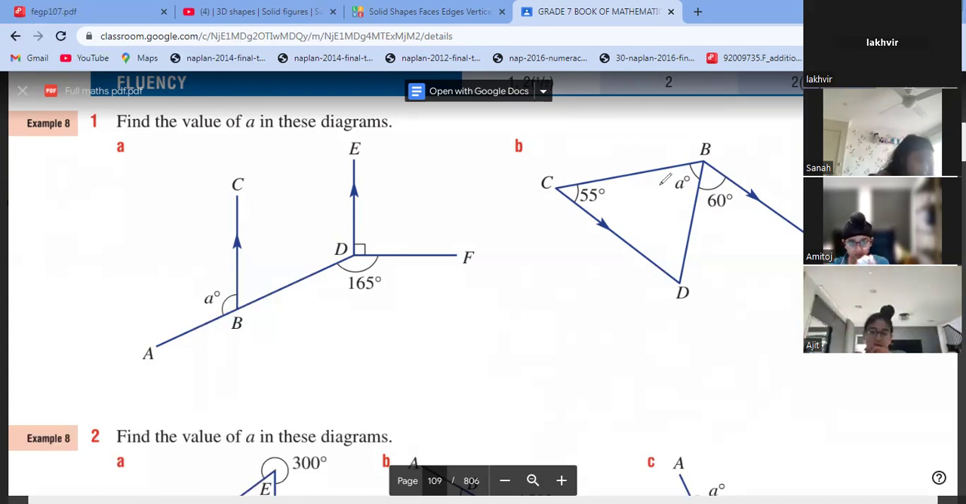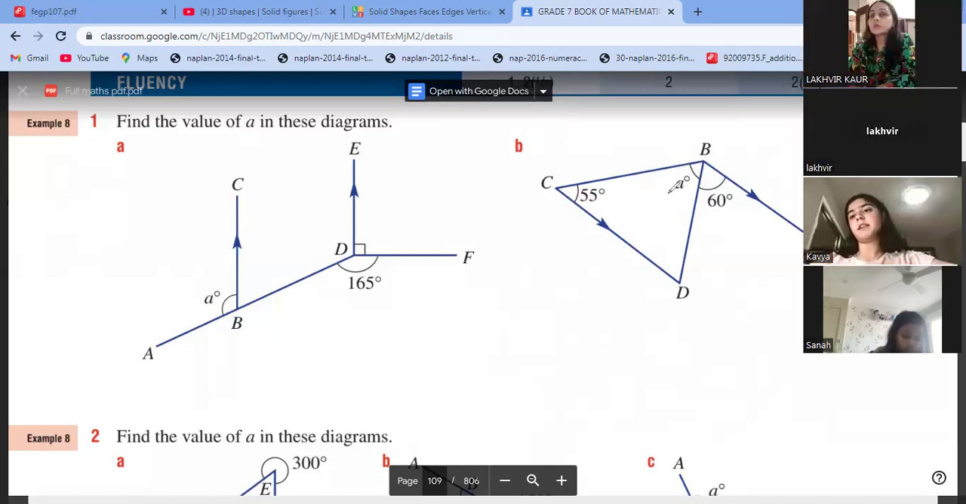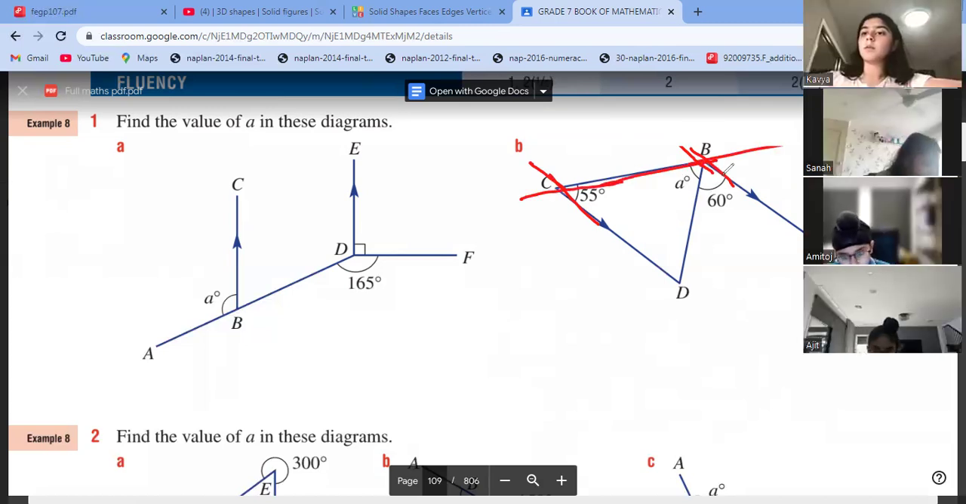Who can tell me how to find out this question? Yes, Kavya, tell me. Miss, do you subtract 60 from 180 to get A because 60 and A are a linear pair? Who told you that? These are two parallel lines. See, these are two parallel lines and this is its transversal. And these two angles are forming which angle, Amitoj? Co-interior angles. And what about their sum then?